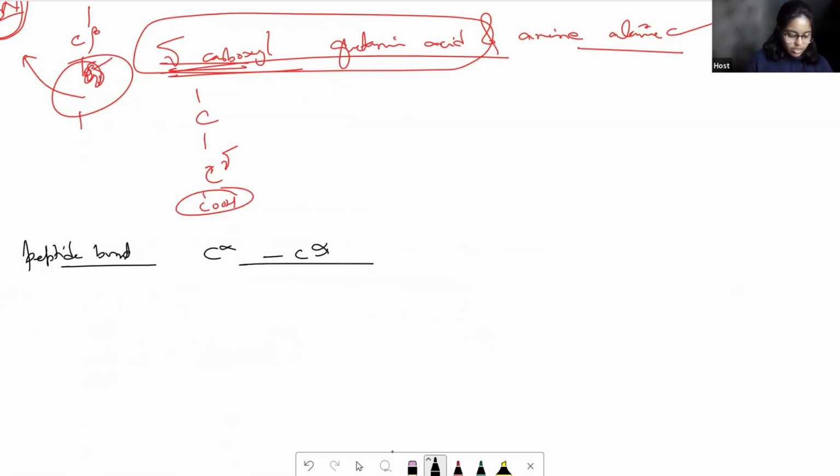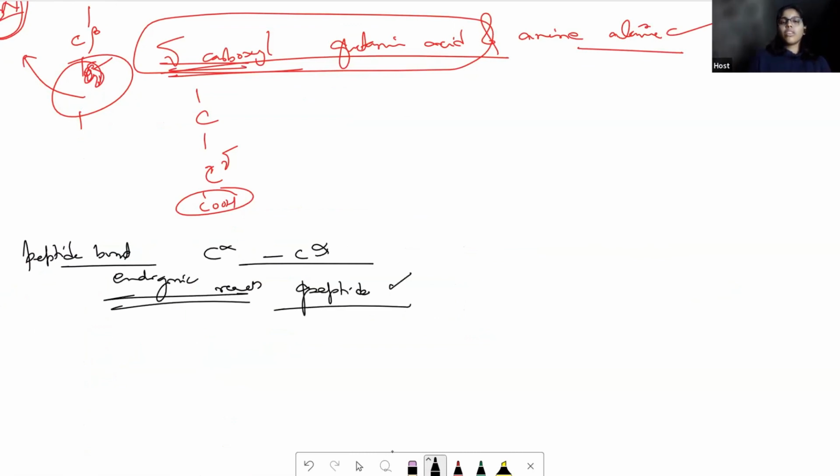Peptide bond formation is an endergonic reaction. It requires energy in order to form the peptide bond. During translation, is the energy consumed or released? Consumed. Yes, formation of a peptide bond is an endergonic reaction.